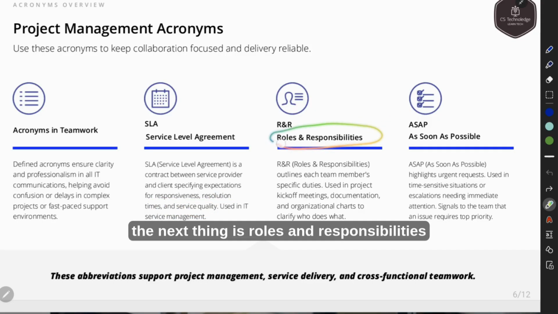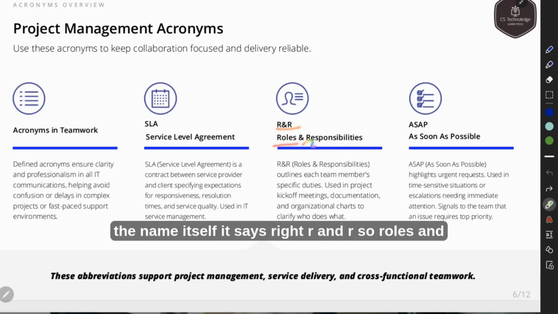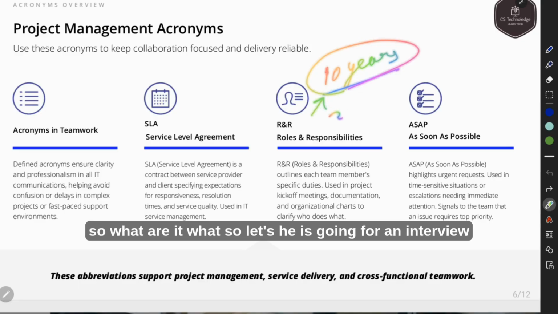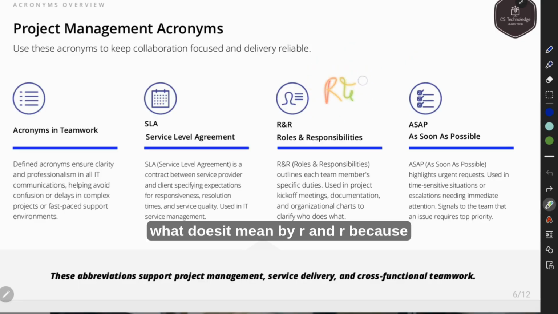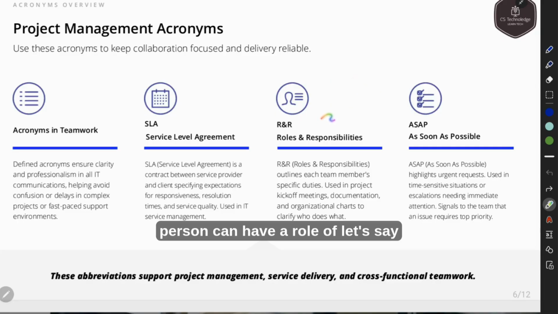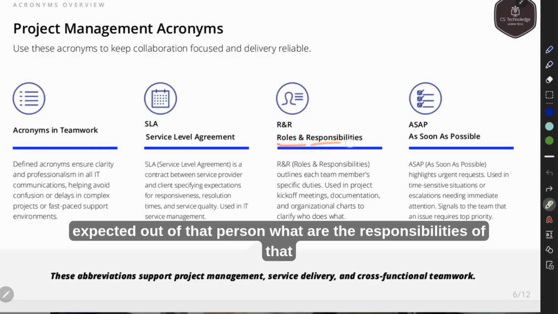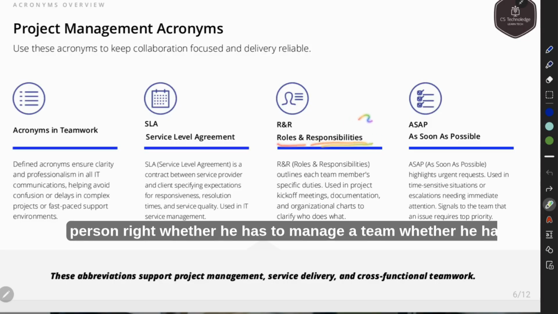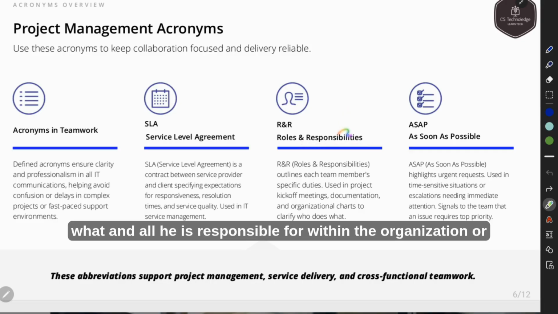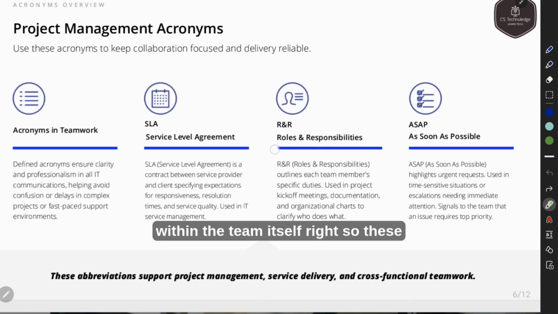Now the next thing is roles and responsibilities. The name itself says it, R and R. For example, let's say there is a person with some 10 years of experience going for an interview, and the very standard question is what are my R and R? Different companies will have different roles. A 10-year experienced person can have a role of a lead, or a role of an individual contributor. So basically, what is expected of that person? What are the responsibilities of that person? Whether he has to manage a team, whether he has to do the documentation, whatever he is responsible for within the organization or within the team itself. So these are roles and responsibilities.